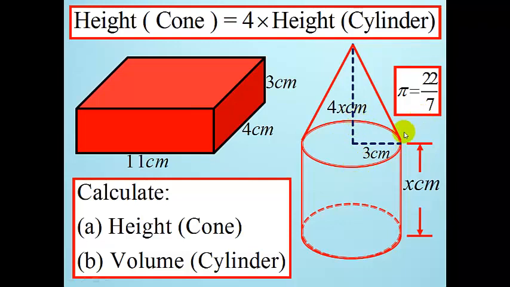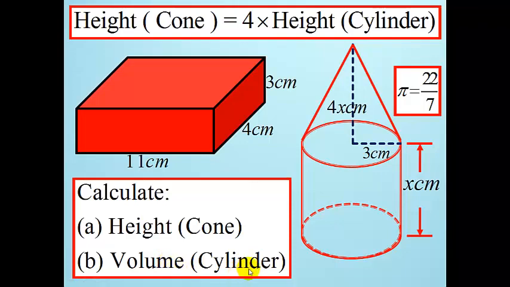Now, the height of the cone is 4x centimeters. The base radius is 3 centimeters. And the height of the cylinder is x centimeters. That means that if you know the height of the cylinder, you can multiply the height of the cylinder by 4, and that will give you the height of the cone. Now we are asked to calculate the height of the cone, and that is 4x. Then the volume of the cylinder.